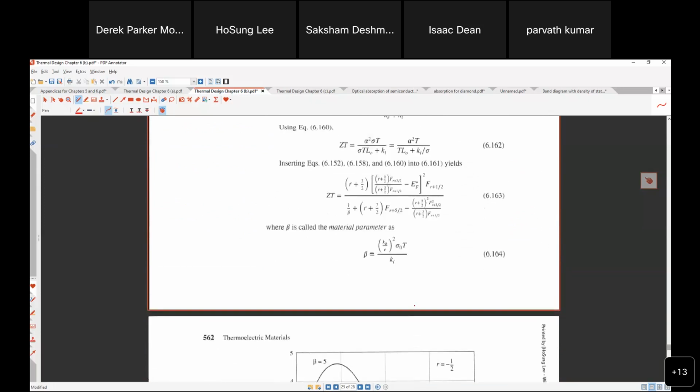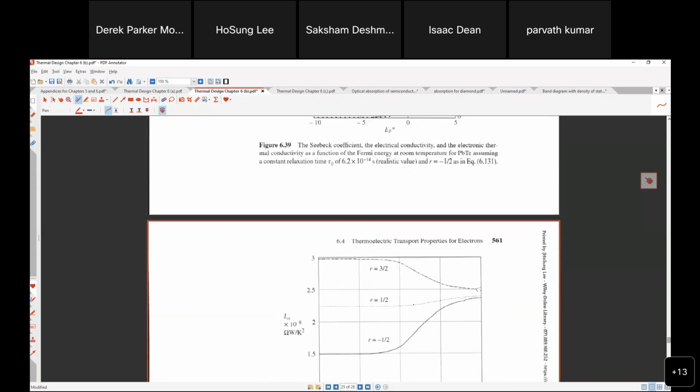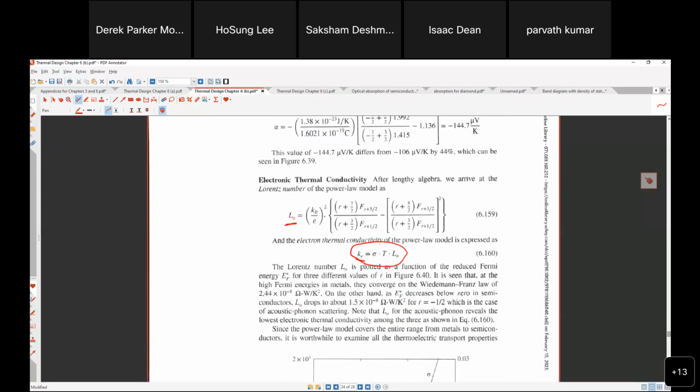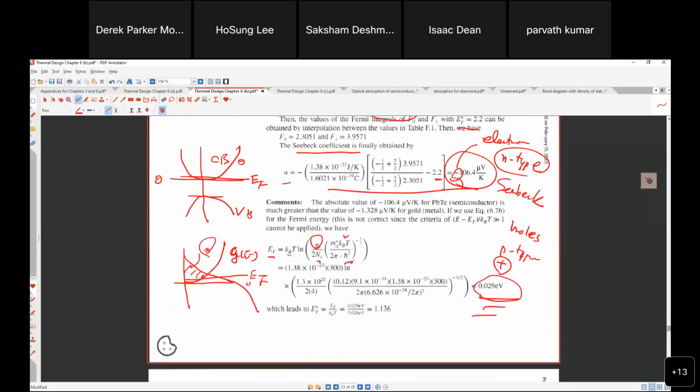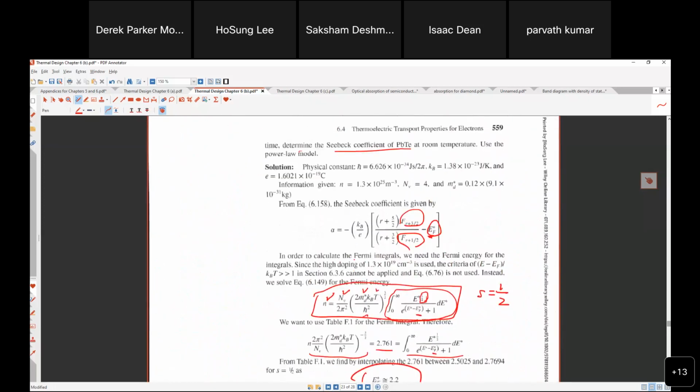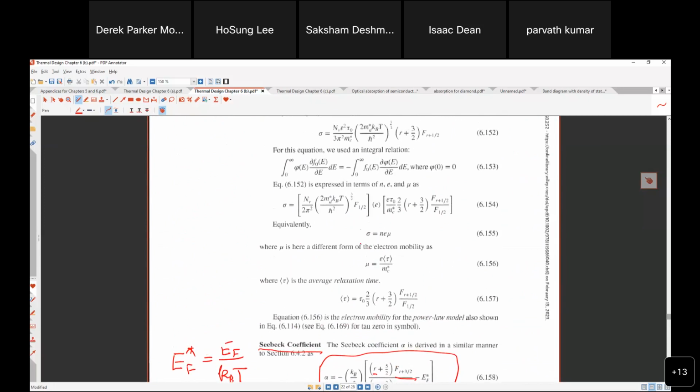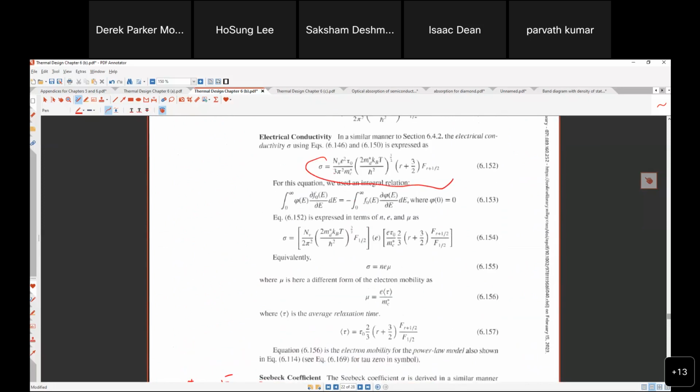So you can do the same things with electrical conductivity, and this is the redefined Lorentz number, and you can calculate. Once you calculate, then you can calculate the electronic thermal conductivity. You can calculate density, electrical conductivity. You can use whatever this.